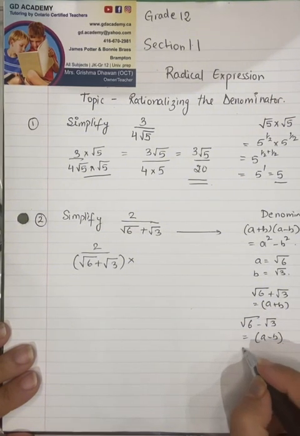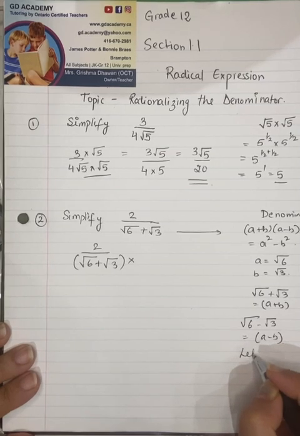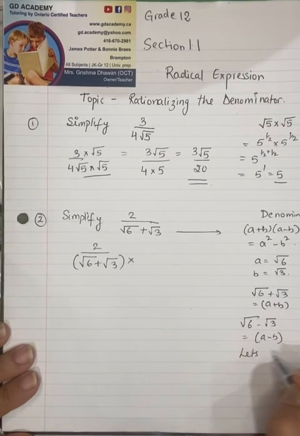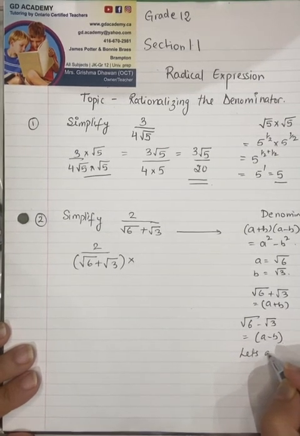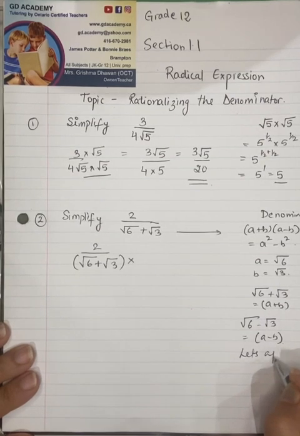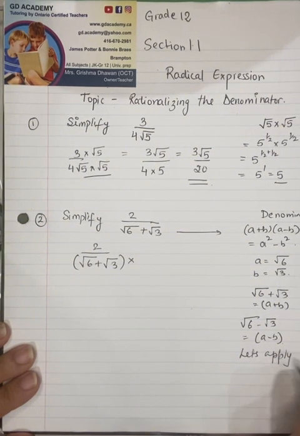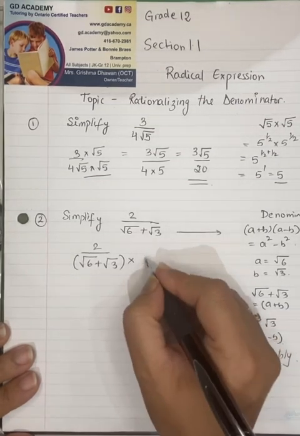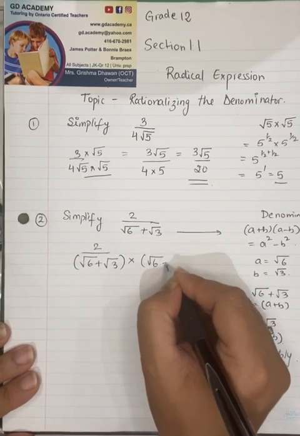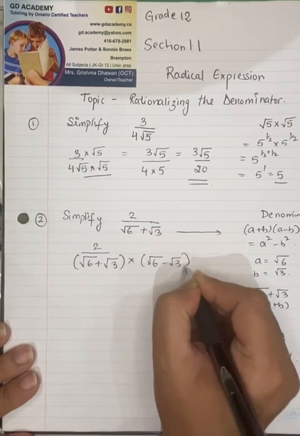So now what is a minus b? Let's do it in the corner once. So root 6 plus root 3 is a plus b, and root 6 minus root 3 is our a minus b. Now let's apply in the question. So when we do this, our answer will be in the simplified form a square minus b square. So let's now put the values in the question.